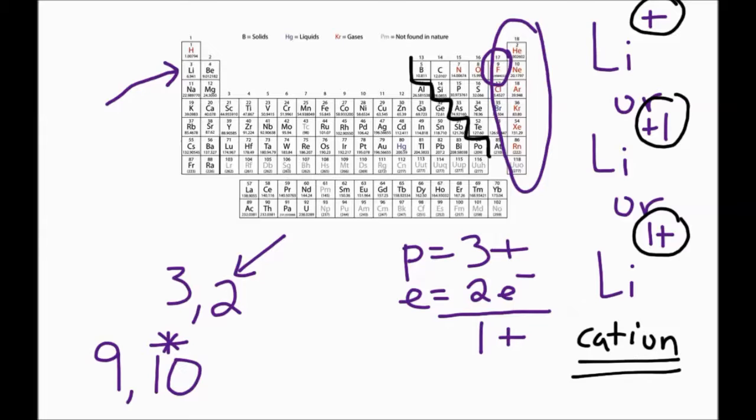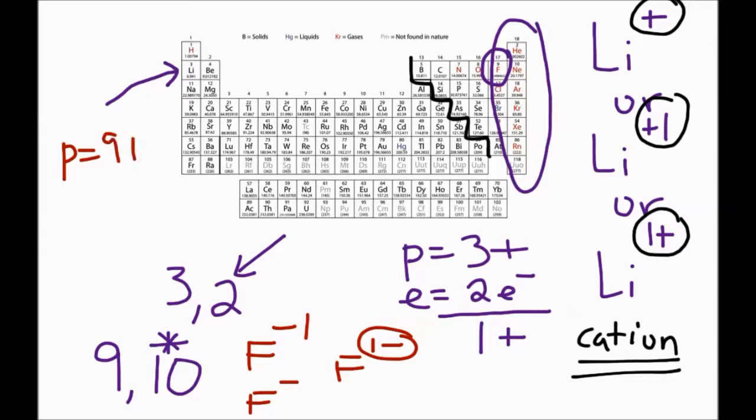The way that we're going to write this is writing F minus 1. We can write F minus or even F1 minus. And so when we gain an electron, we actually write down -1. And let's look at the reason for that. Fluorine has 9 protons, which means it has 9 positive charges. And if it gains 1 electron, it's going to have 10 electrons. And if you do the math, you'll see that it ends up with a -1 charge overall. So that's why we have a -1 charge even though we gained an electron.